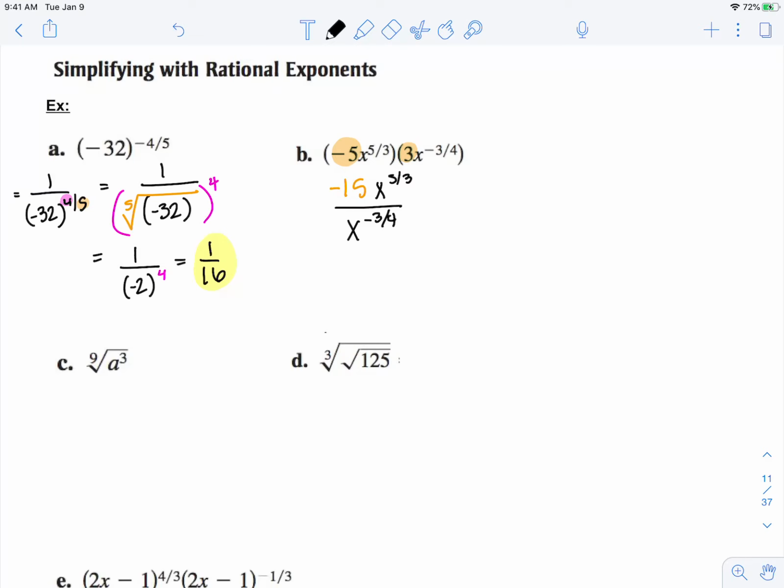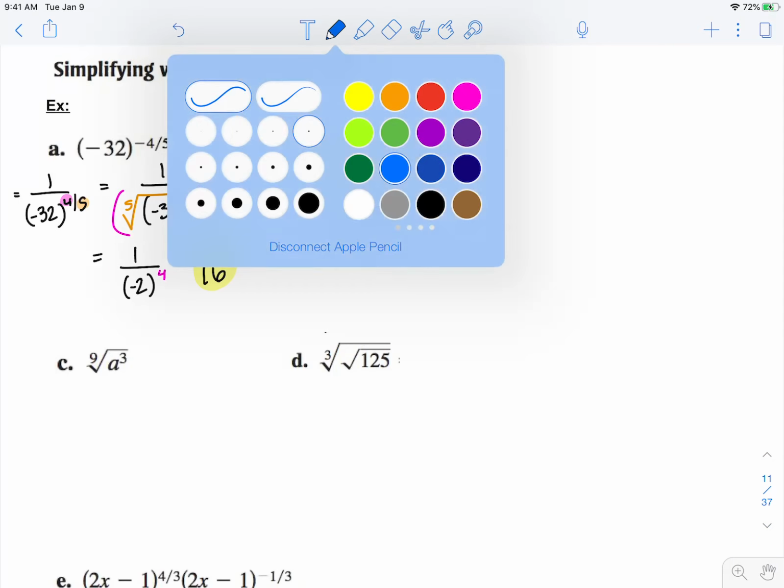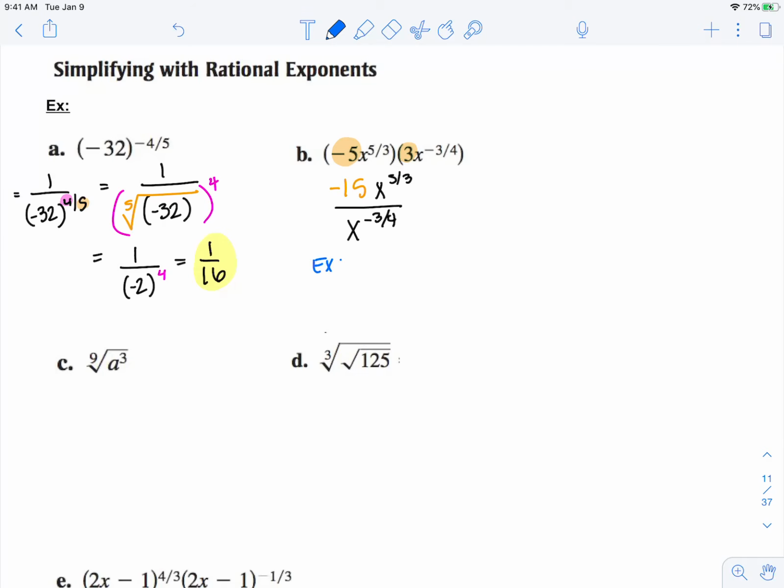Now, once I get that x in my denominator, I know I have an excluded value. My denominator cannot equal 0. Therefore, and this should be a positive right here, sorry, let me catch that, x to the positive 3/4. So my excluded value comes from x to the 3/4 cannot equal 0. Therefore, x cannot equal 0.